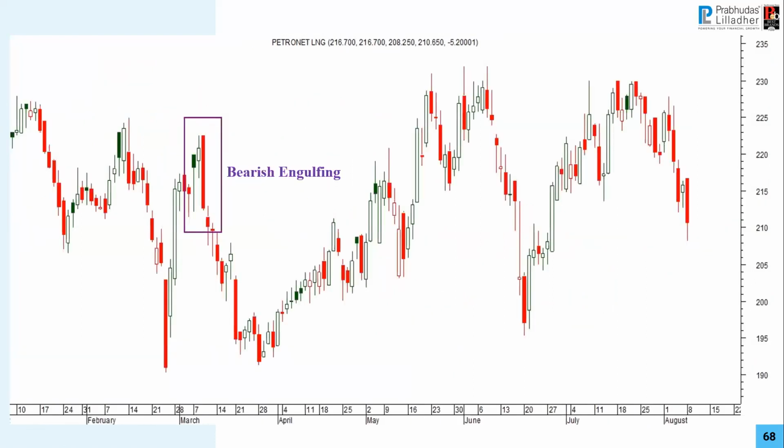Now we see Petronet, once again, a very big bearish engulfing candle. So, the minute the low of the previous candle is broken, one can get into the trade, keeping the high as stop loss. So, a little bit of flexibility has to be there, seeing the size of the candle. While you see that the stock is breaking the previous low, it confirms that yes, it is getting into the bear grip.